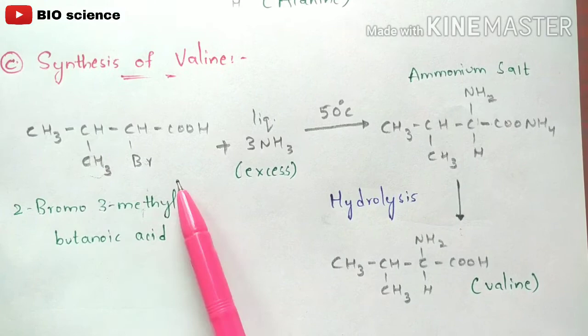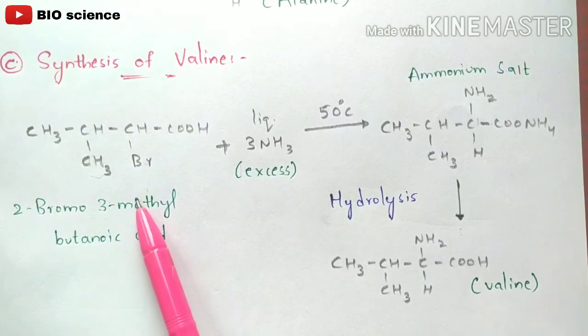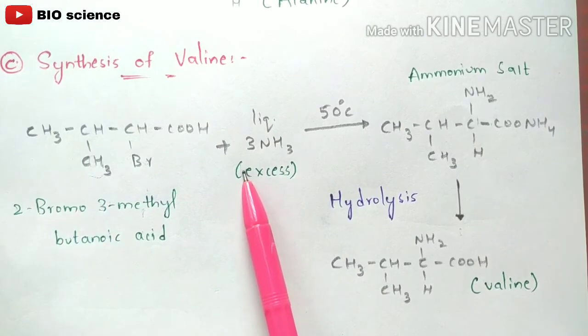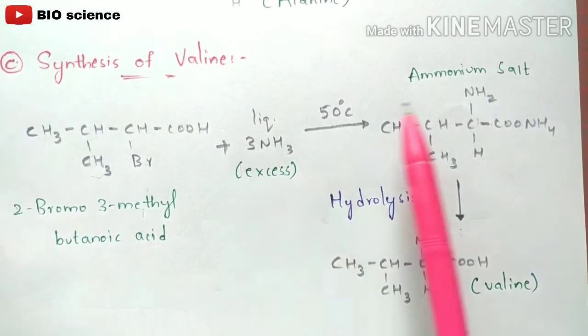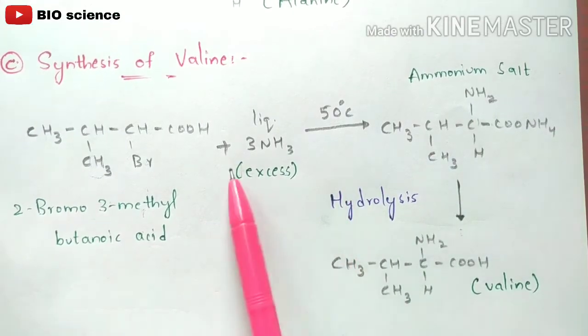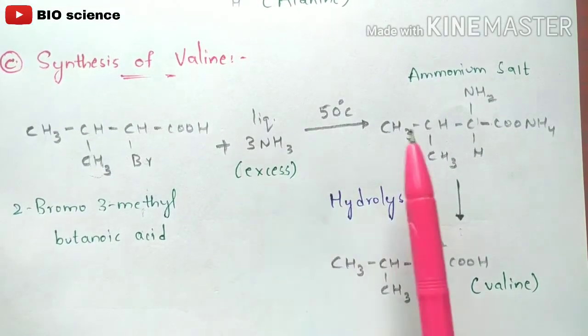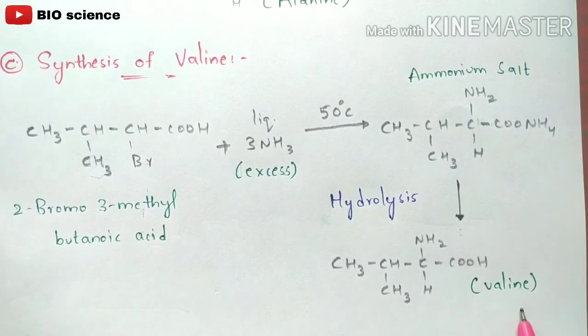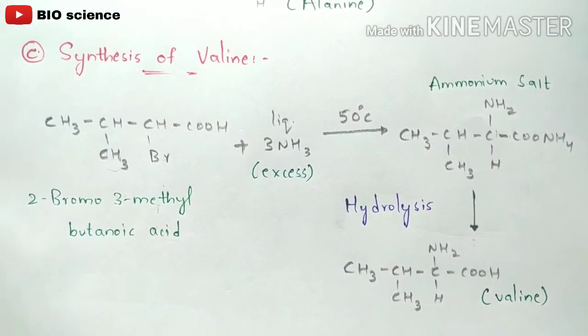And now this 2-bromo-3-methylbutanoic acid, which is also called an alpha halogenated acid, will react with excess liquid ammonia. Once it reacts with excess liquid ammonia, it forms the ammonium salt. The same mechanism which I have explained previously applies here also, and now this ammonium salt will undergo the process of hydrolysis and finally forms the amino acid valine. So here finally the synthesis of valine has been done.